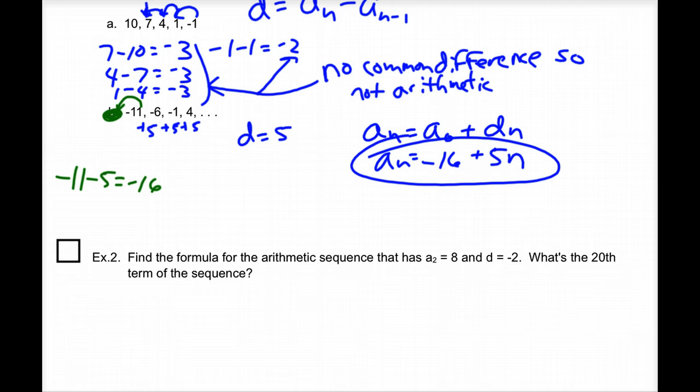I can verify that it works. I can plug in something, and I'll say I want to find A sub 3. A sub 3 should be negative 1 because it's the third term in the sequence. So if I plug in 3, do I get negative 1? I get negative 16 plus 15. That's negative 1. So it works out. And if you plug into the other ones, it's going to work there as well. Okay, moving on.